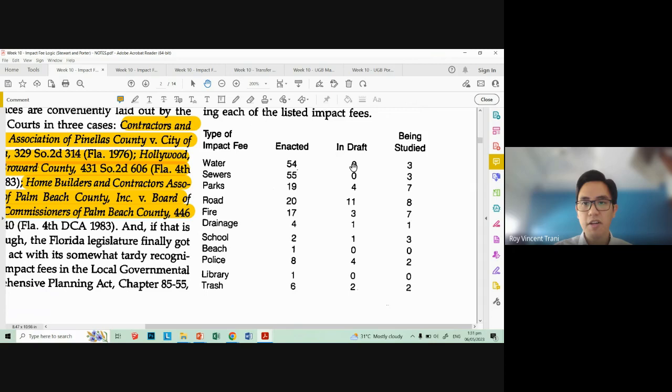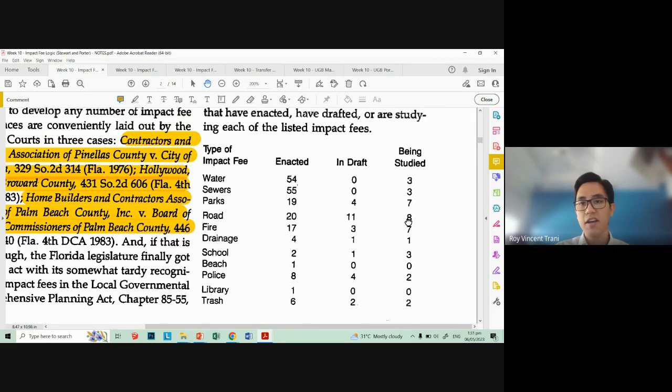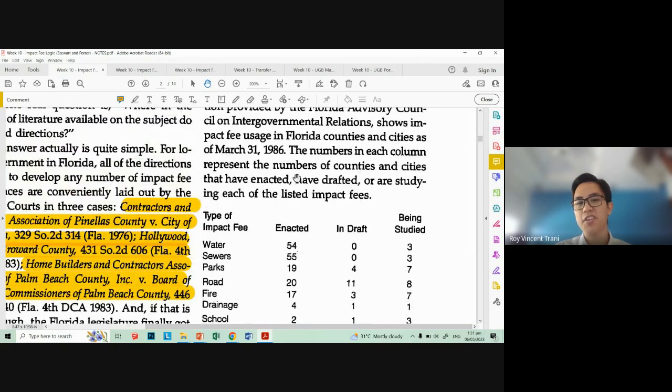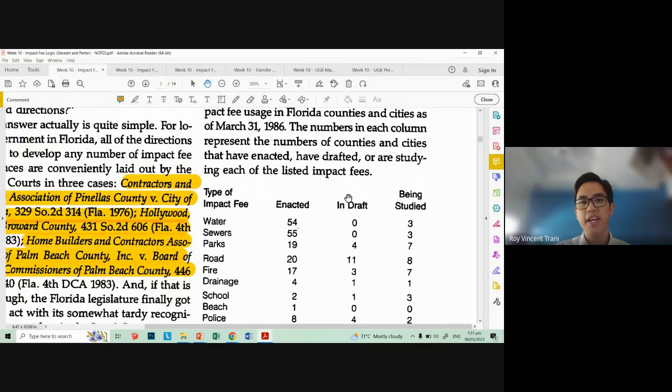The most that are in draft are roads, so a lot of studying needs to be done with roads. If you look at this table, the most complicated is probably road impact fees, because there are a lot of road impact fees that are still in the draft stage and are currently being studied. I say currently, but this is data from 1986.